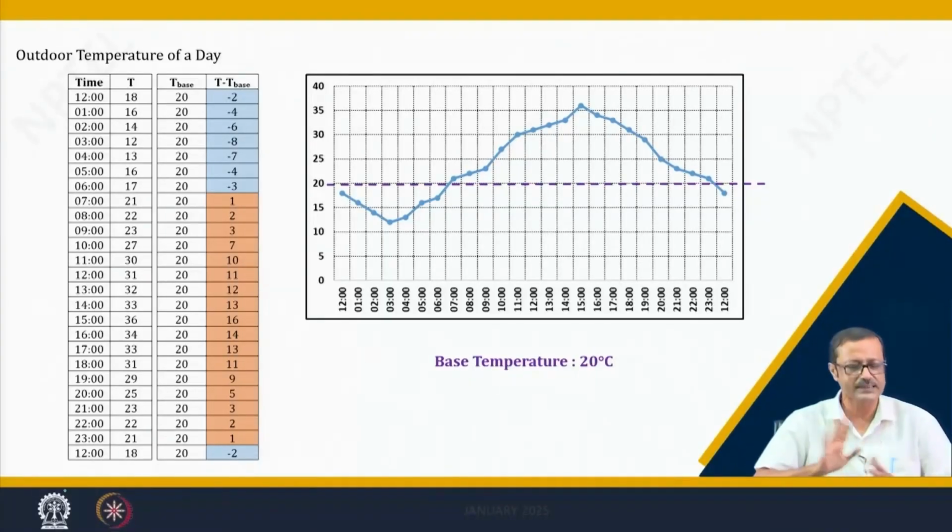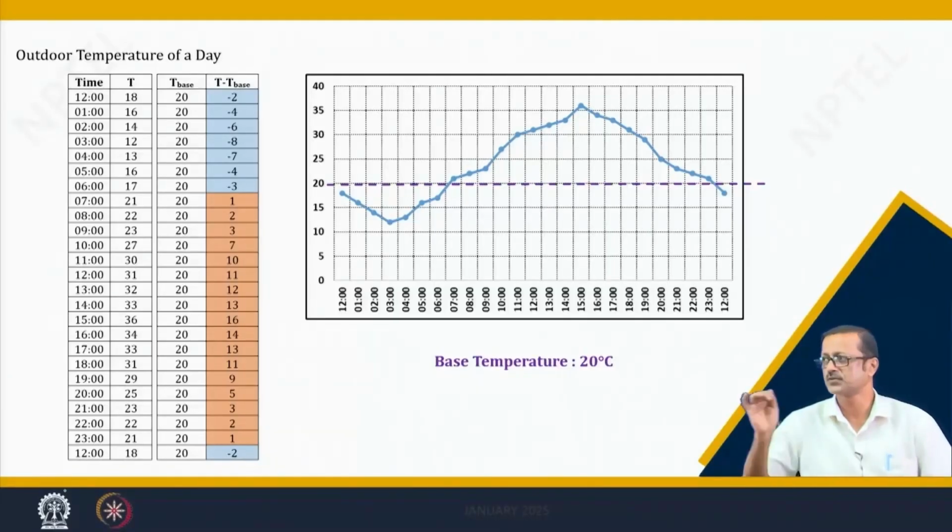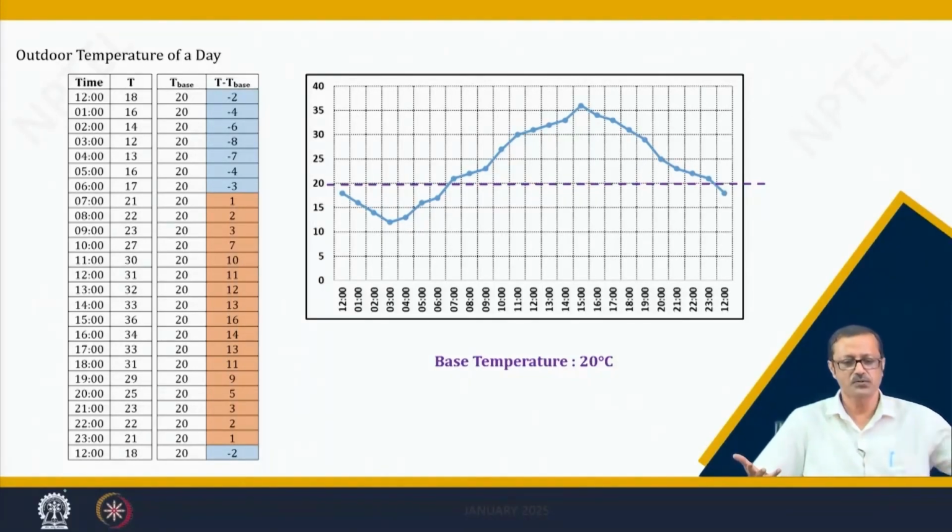So, I do not need any cooling. I do not want to switch on the air conditioner at that particular time, because I am already at 20 degrees, which is a comfortable temperature for me. The outdoor temperature is 18 degrees centigrade. So, those minus values are in the blue color.